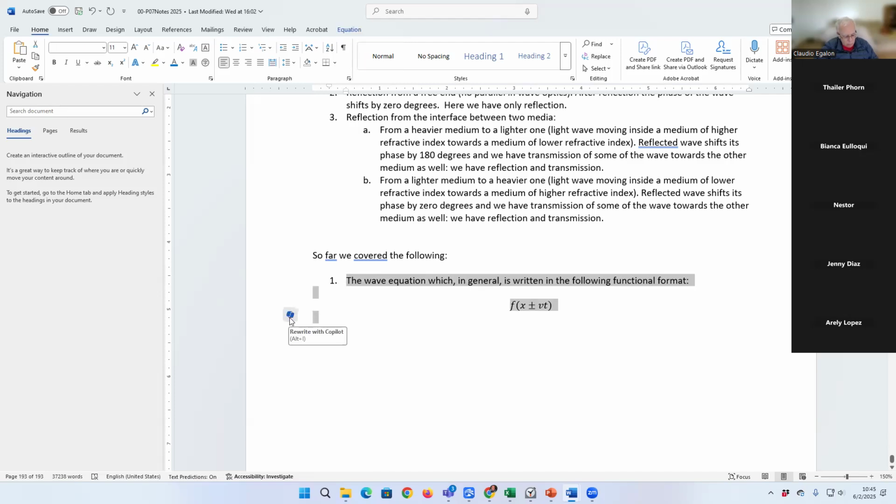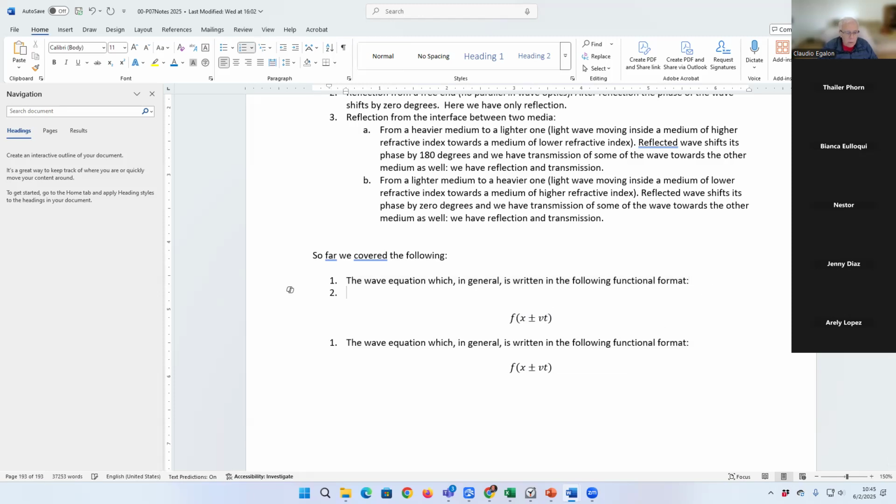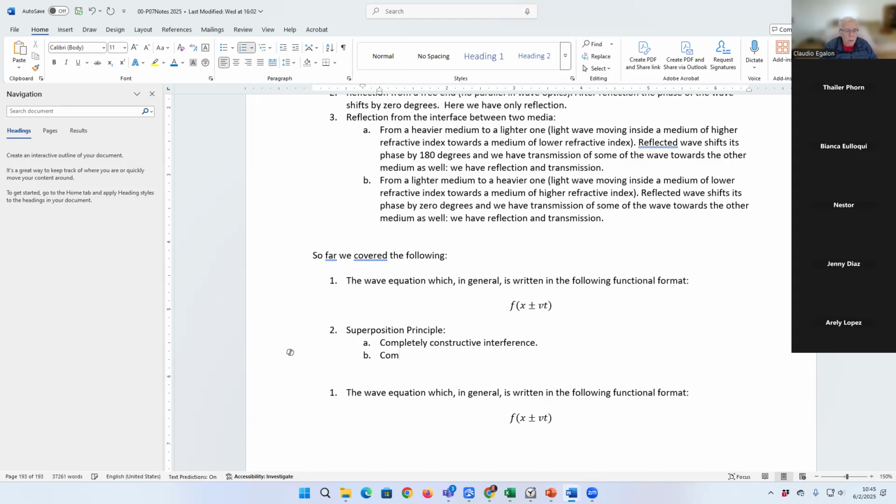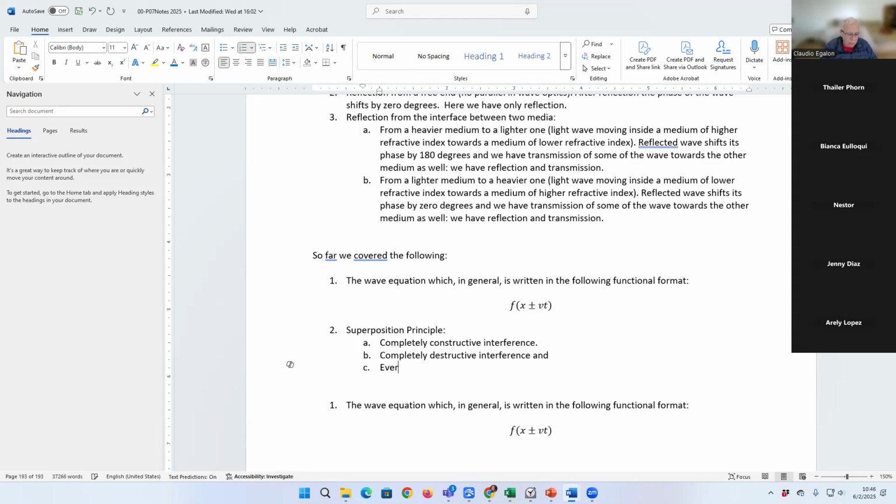What else? Superposition principle. Within the superposition principle, we have one, completely constructive interference, two, completely destructive interference, and three, everything else in between.